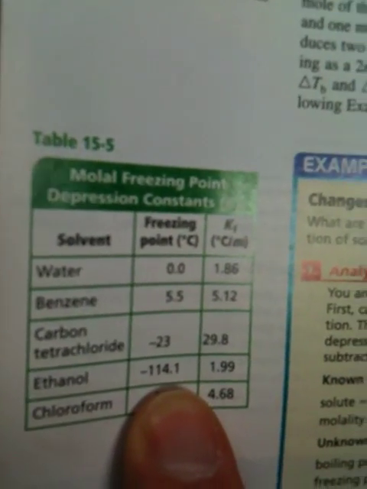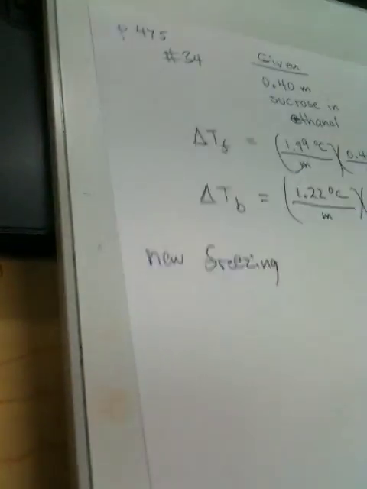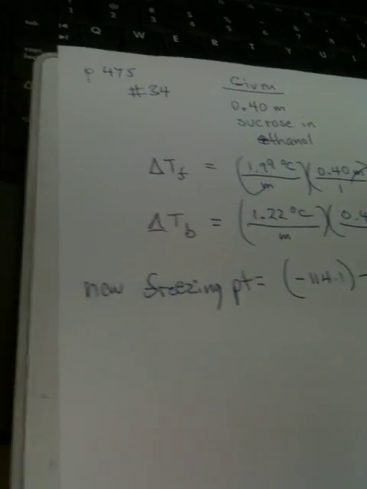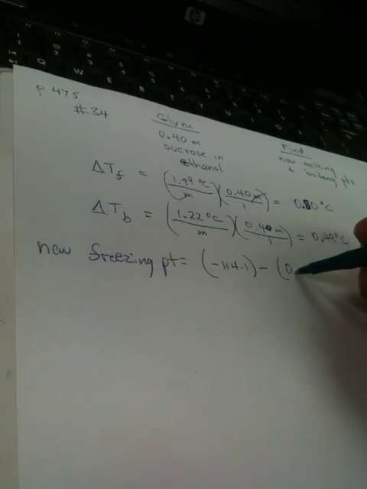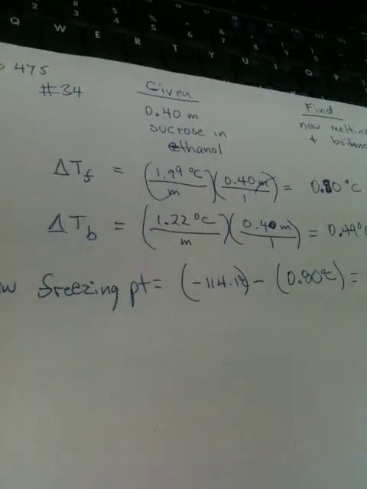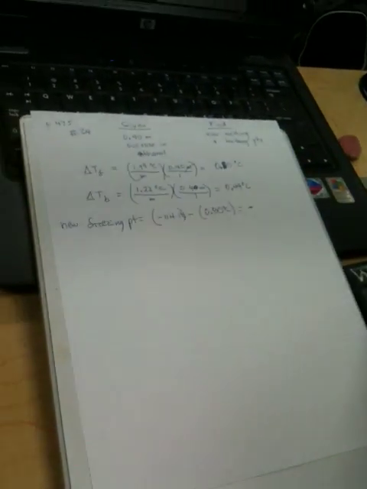So the new freezing point, let's call this new. Okay, new freezing point is equal to, right off the chart, we have minus 114.1, and then we're going to subtract the number that we just got, which is up here, the 0.80 degrees centigrade. This is degrees centigrade. Okay? When you subtract a number from a negative number, what happens? You're adding it. So it's still going to be a minus number, but we add these two guys together.